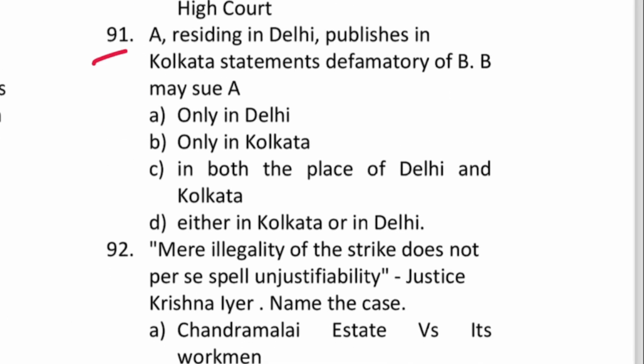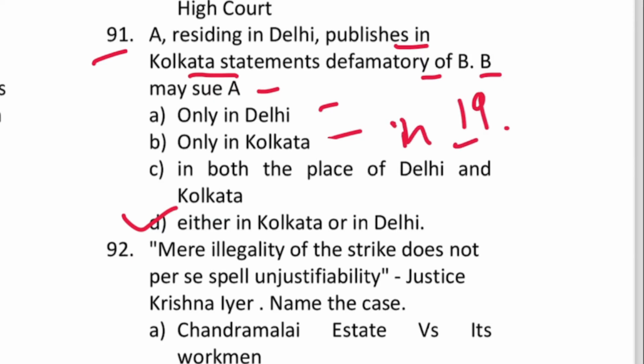Next 91, A residing in Delhi publishes in Kolkata a statement defamatory to B. B may sue in Delhi or Kolkata, in any place, either in Kolkata or in Delhi. D is the answer, and this is an illustration in Section 19 of CPC.